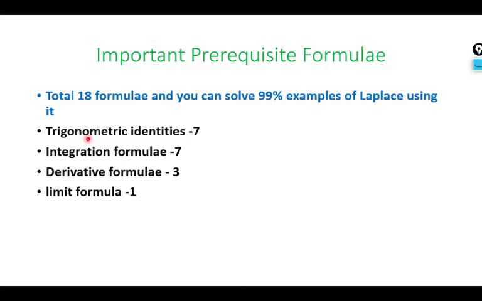Mainly you have to remember 7 formulas from trigonometry, 7 of integration, 3 from differentiation, and 1 limit formula. Actually, this limit formula you require for only one example. So mainly these are the 17 formulas that are important to solve almost all examples of a Laplace.